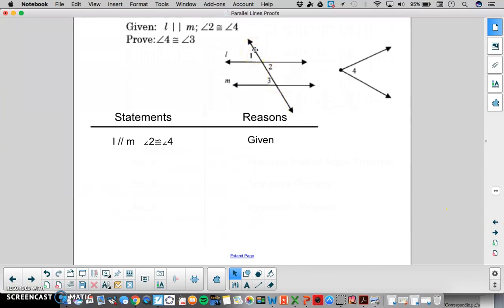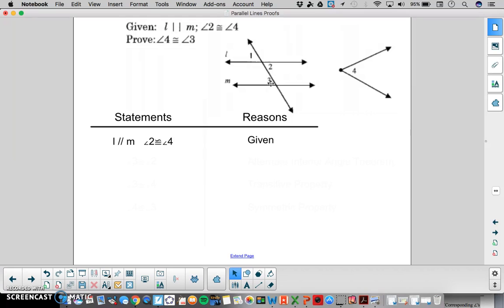Our next example: given that L is parallel to M, and angle 2 is congruent to angle 4, I want to prove that 3 is congruent to 4. So looking at the picture, we know we're dealing with angles 2, 3, and 4. We know that angles 2 and 3 are alternate interior angles. And we want to relate 3 to 4 instead of 2 to 4. So we're going to need to use those things in our proof to be able to finally state that 4 is congruent to 3. First, from the picture, we know that 2 and 3 are alternate interior angles.